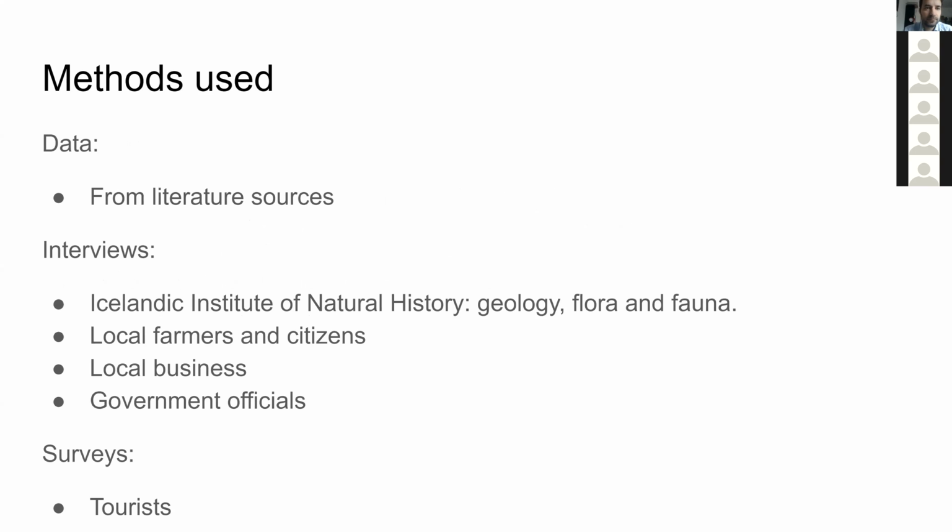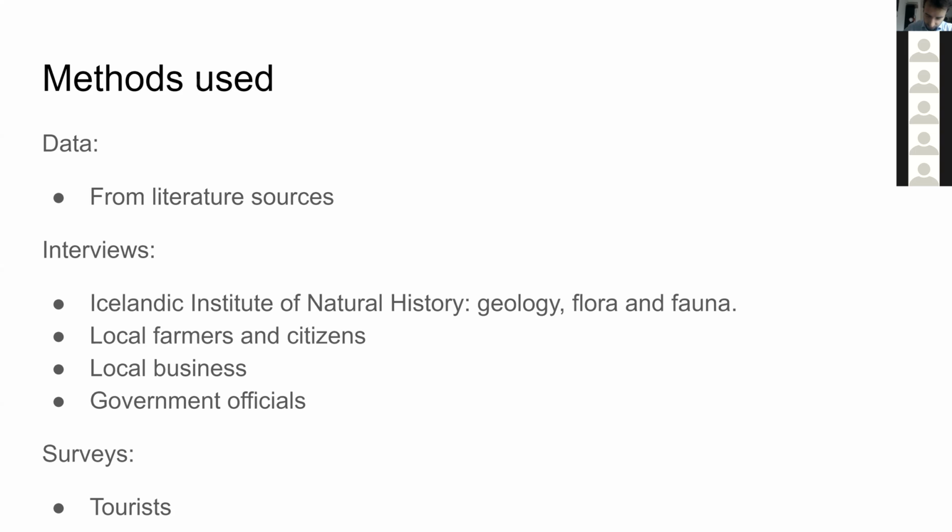So the methods we would be using is getting data from literature sources. A lot of it would be coming from research that Thor's been doing for his thesis. And then also trying to get some primary sources through interviews. Specifically, the Icelandic Institute of Natural History would hopefully be able to offer us some insight into the geology, the flora, and the fauna of this area. And then also potentially talking to some of the local farmers and citizens.